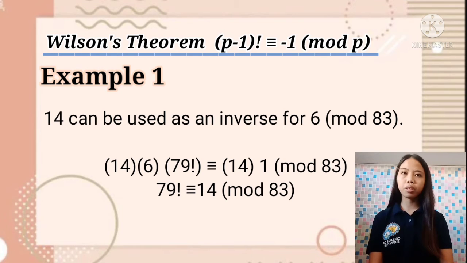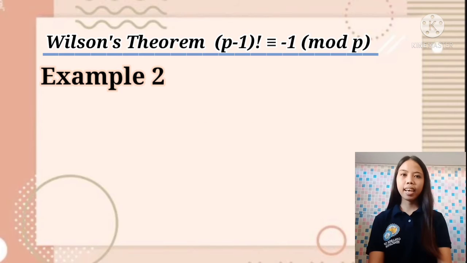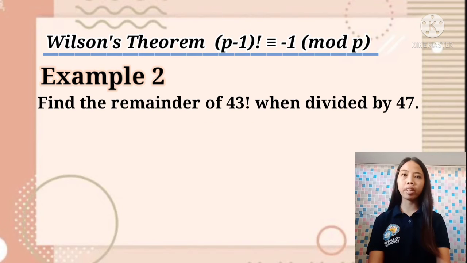It thus follows that 14 times 6 times 79 factorial is congruent to 14 times 1 modulo 83, and 79 factorial is congruent to 14 modulo 83. Hence, 79 factorial has a remainder of 14 when divided by 83. And another example is to find the remainder of 43 factorial when divided by 47.